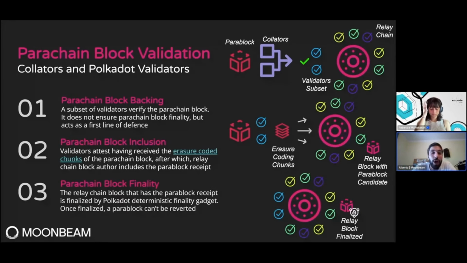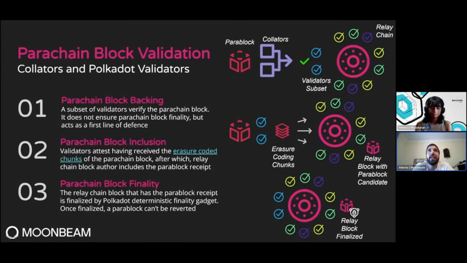And last but not least, you have the parachain block finality, right? When the parachain block is finalized, meaning that you cannot revert it anymore. There's no way of going back in history. This happens when the relay chain block where the parachain block information is included is finalized, okay? So when the Polkadot finality gadget says this relay chain block is finalized, and that relay chain block included information of a parachain block, that parachain block is finalized, okay?